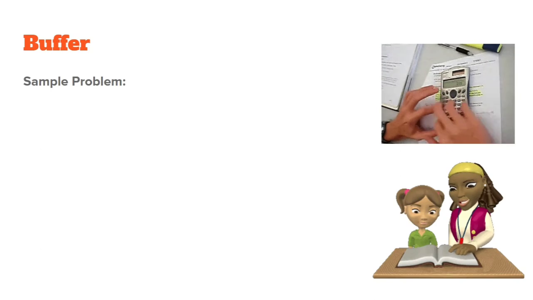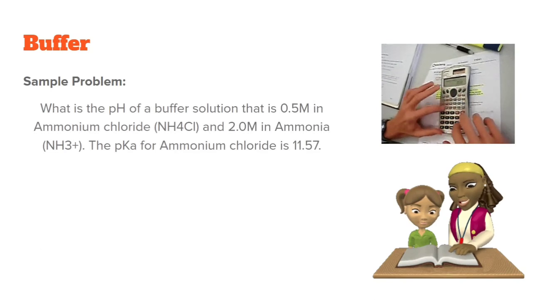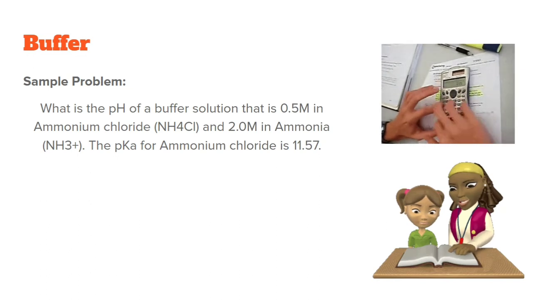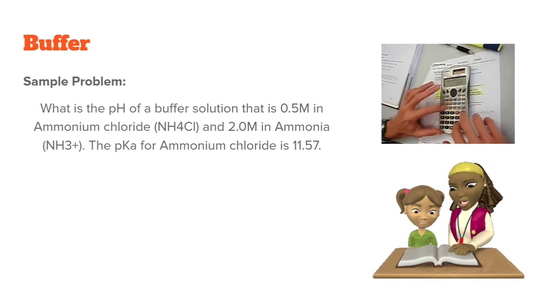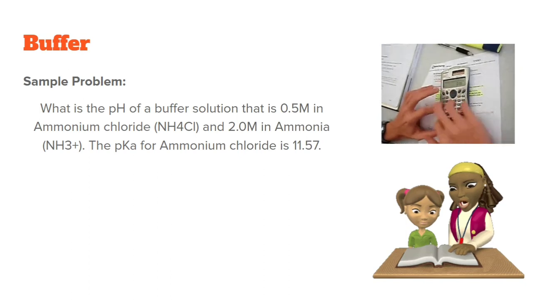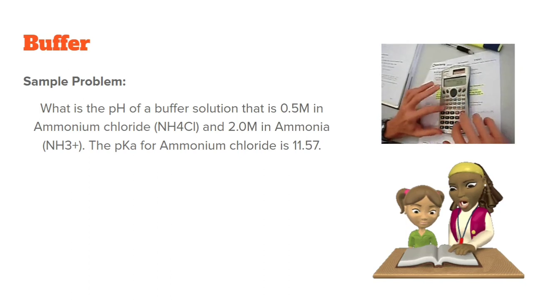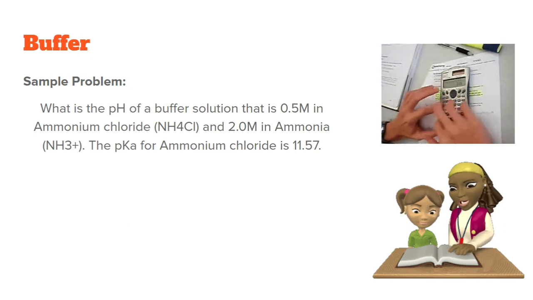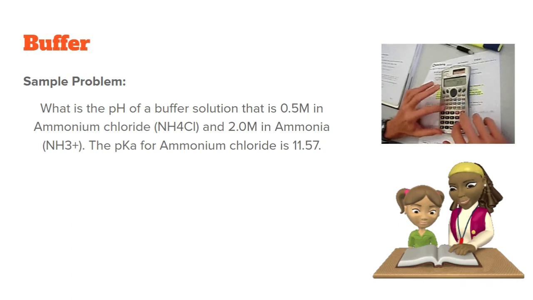Okay, next sample problem. What is the pH of a buffer solution that is 0.5 molar in ammonium chloride and 2.0 molar in ammonia? The pKa for ammonium chloride is 11.57. Sige. This is somehow challenging. How do you know what is the weak acid and what is the conjugate base?